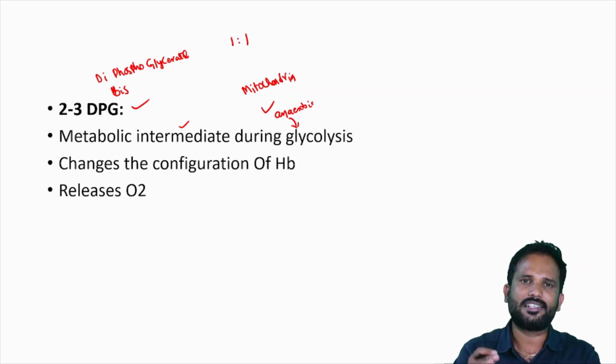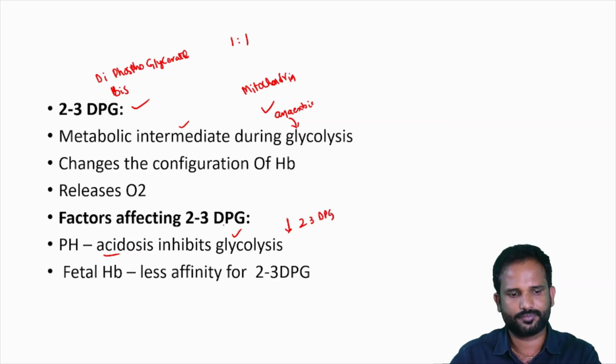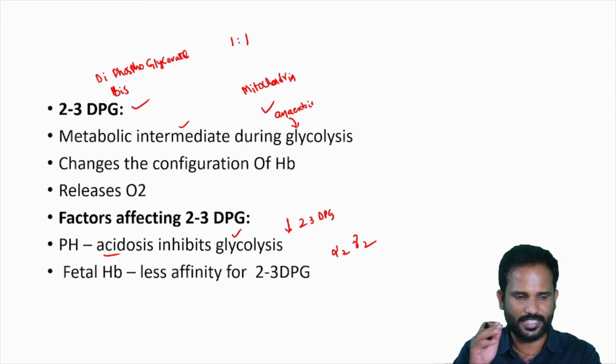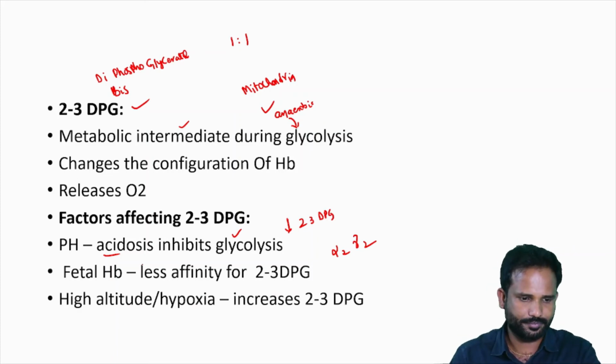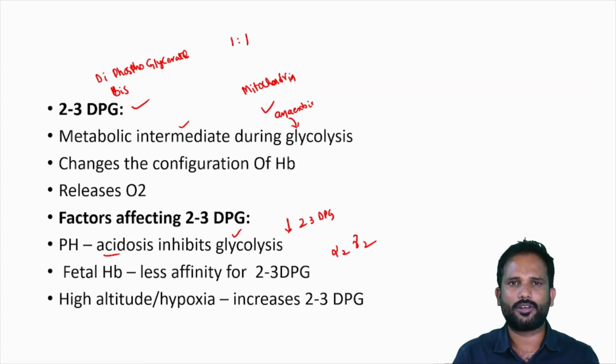And there are some factors which affect the formation of 2,3-DPG. Acidosis inhibits anaerobic glycolysis, so it decreases 2,3-DPG. Fetal hemoglobin, which is alpha 2 gamma 2, has a gamma chain with less affinity for 2,3-DPG, so that fetal hemoglobin can extract oxygen from maternal blood, shifting the curve to the left. In high altitude or hypoxic conditions, anaerobic glycolysis increases, causing increased production of 2,3-DPG, which causes the unloading of oxygen.